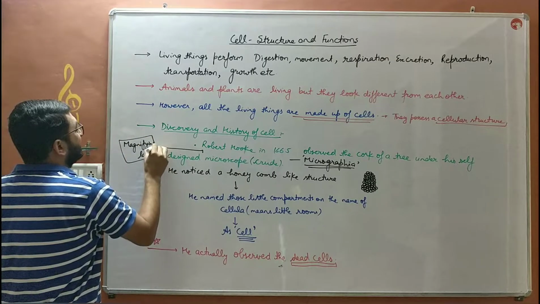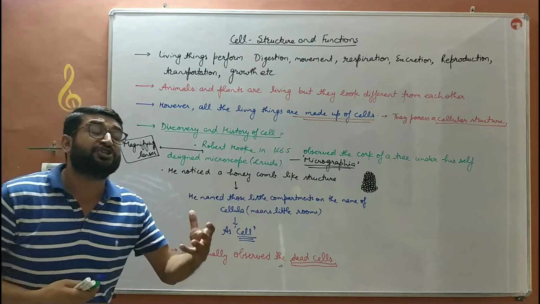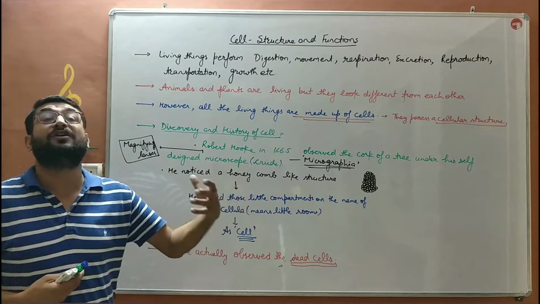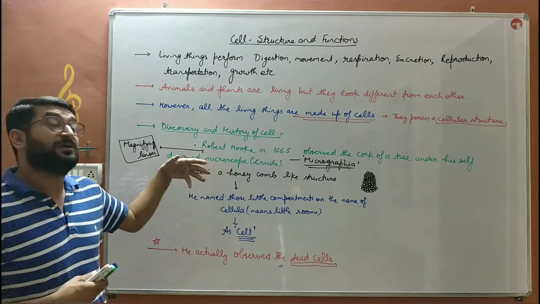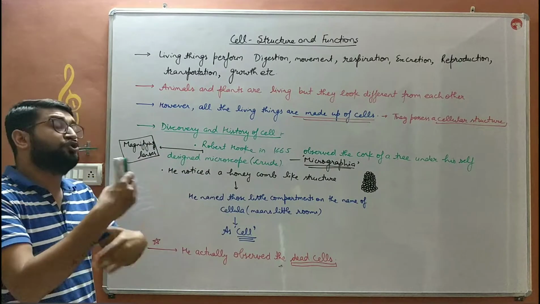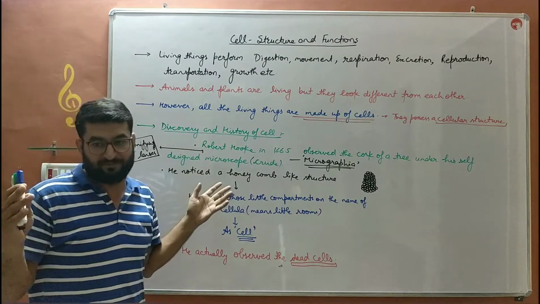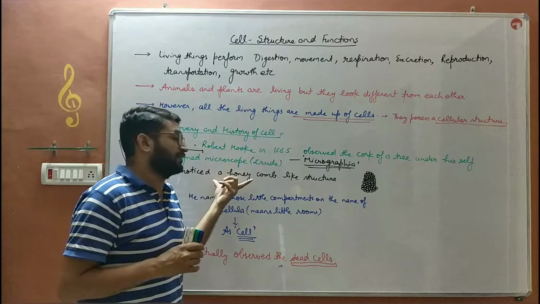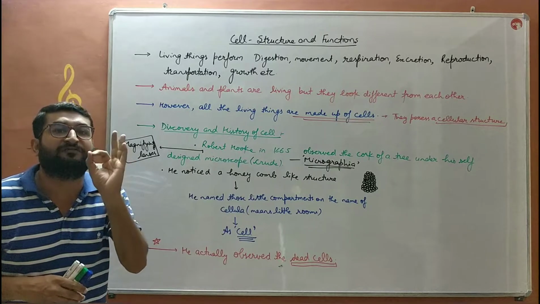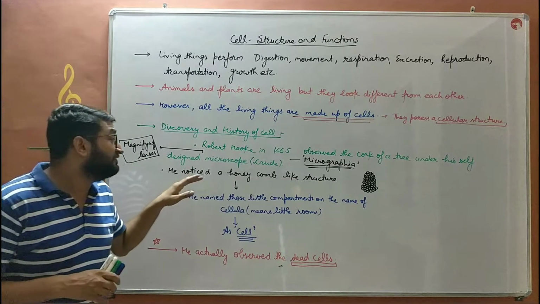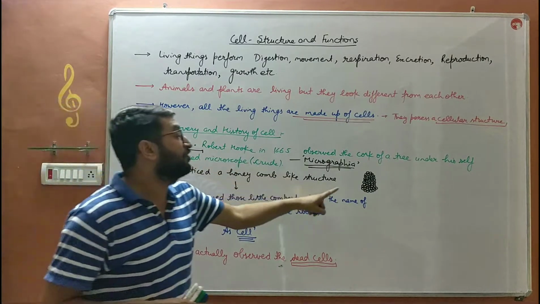So these magnifying lenses will lead to the invention of the microscopic world. If someone asks, beta, which invention will lead to the discovery of the microscopic world, the answer would be magnifying lenses. What Robert Hooke did was, he joined those magnifying lenses in such a manner that they magnify the image. And he observed a cork. He took that cork from the bark of a tree. Then he observed that cork under his self-designed crude microscope and observed a honeycomb-like structure.